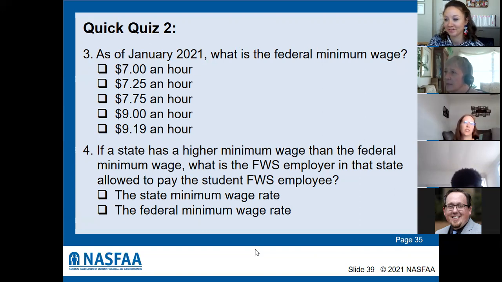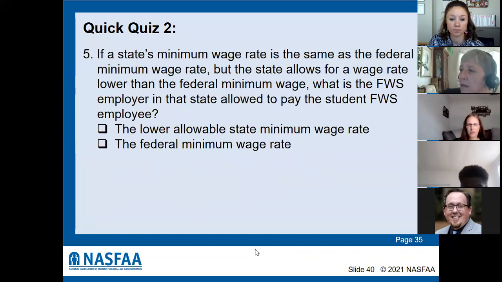So the next question, if a state has a higher minimum wage than the federal minimum wage, what is the federal work study employer in that state allowed to pay the student federal work study employee? The state wage. That is correct, the higher state minimum wage. We want to pay these students.